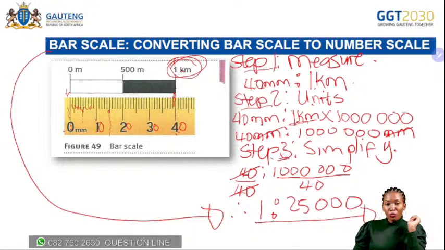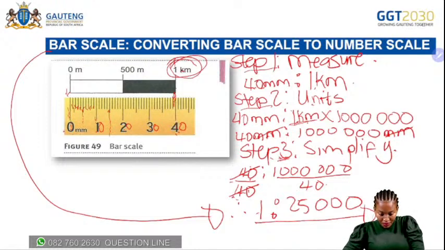Step number 3 says we must do what? We must simplify. And how do we simplify? We looked at the number that goes into 40, and the answer will be 1. There's only one number, which is 40. 40 divided by 40, we get 1. And then 1 million divided by 40 is 25,000. So the answer is 1 is to 25,000.